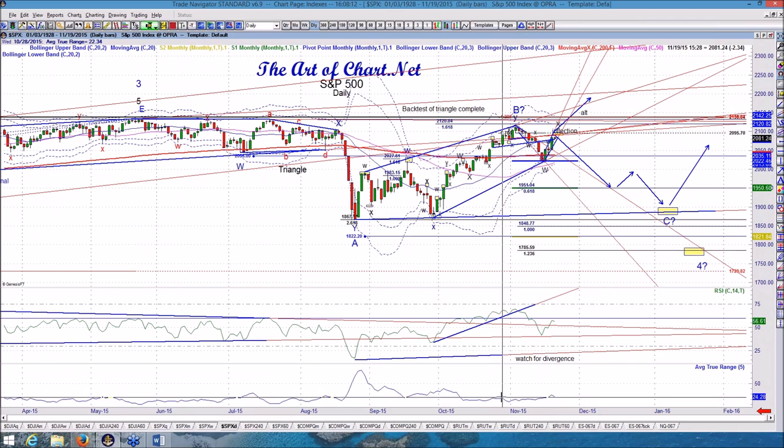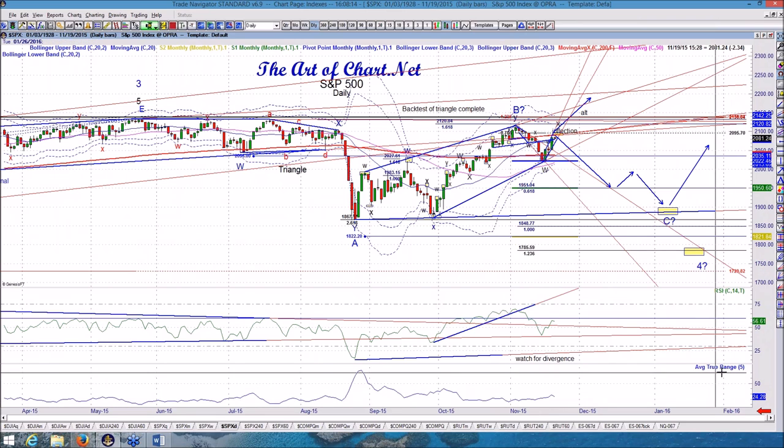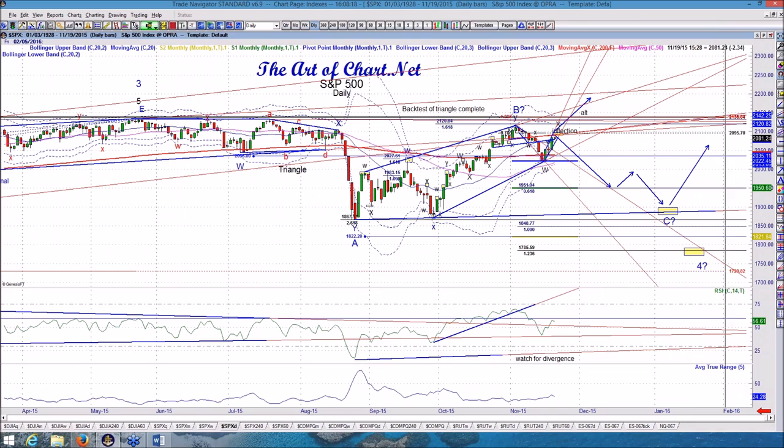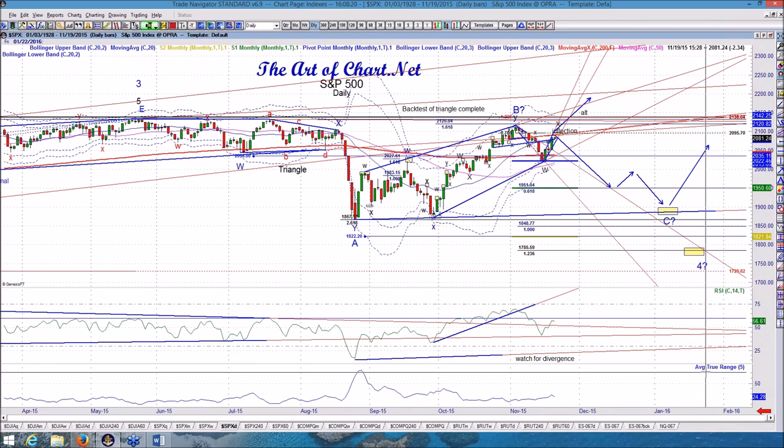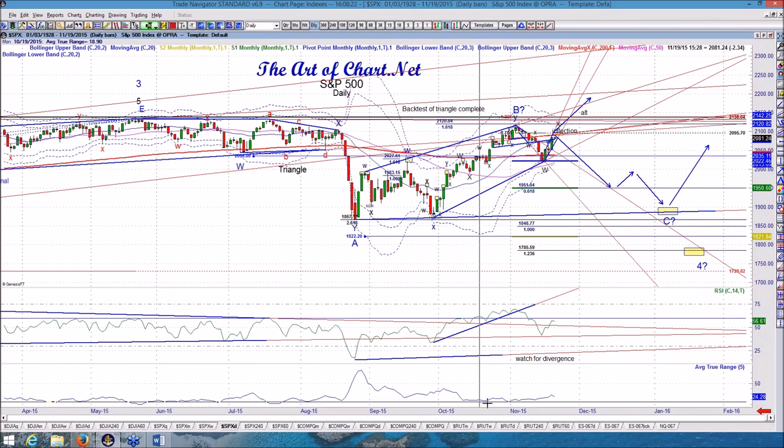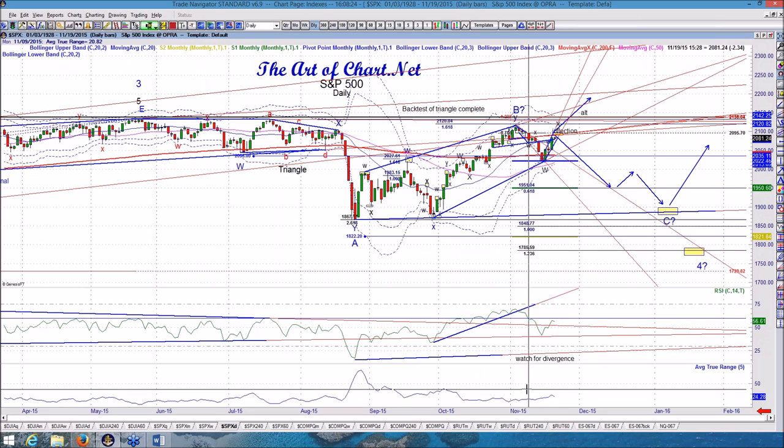The reason I use average true range: you can do a 5-day average true range or a 3-day average true range. I use a 5 because it tends to smooth it a little bit more on the S&Ps. I use a 3 for other types of instruments that are more volatile. Average true range is an excellent indicator for volatility.